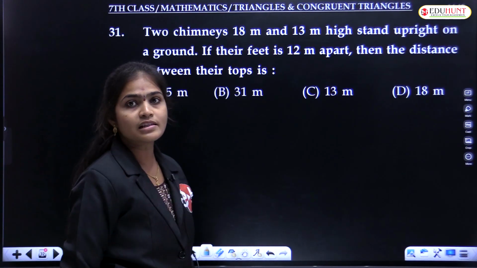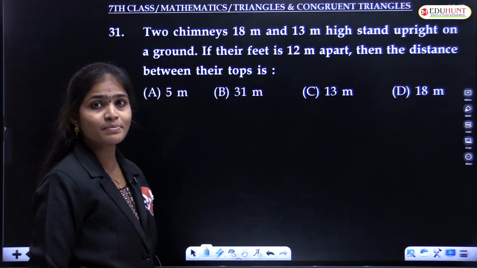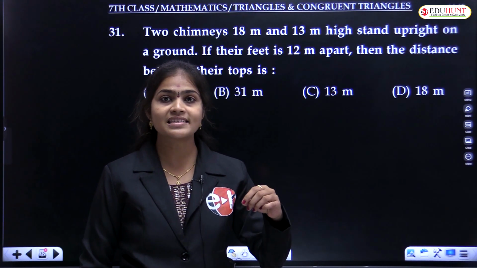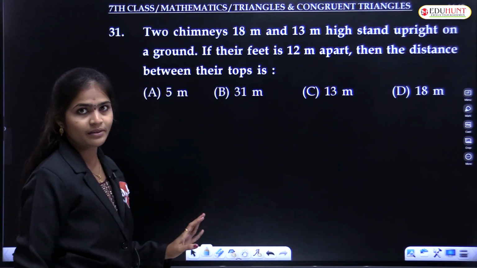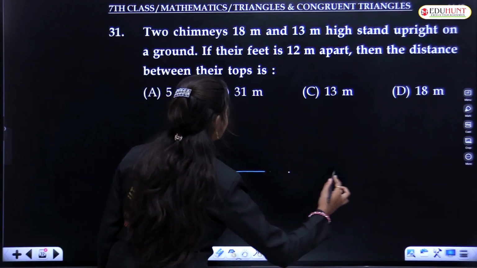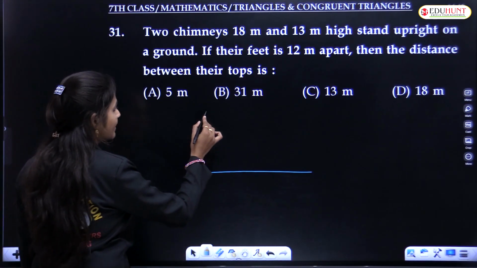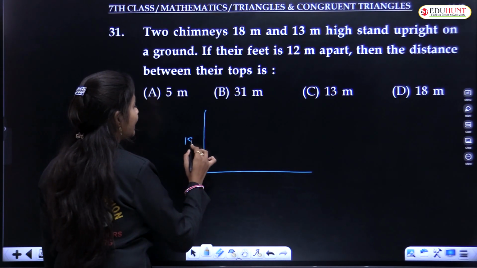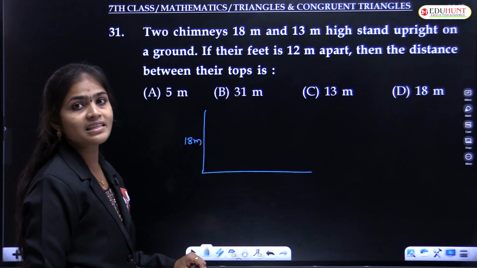Yes, see here, this is also a very important problem. Two chimneys are there. Chimneys means light stands. In earlier days they used light lamps, and that is known as a chimney. They said that first you have to draw the diagram. So two chimneys are there, and here I am drawing the two chimneys. The first one has a height of 18 meters, and the other one has a height of 13 meters.